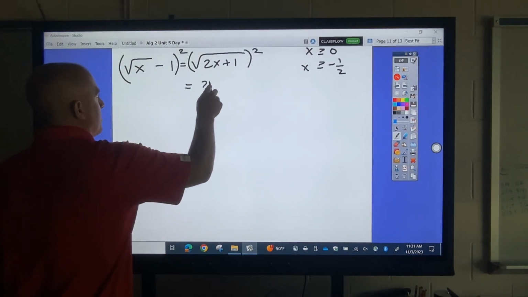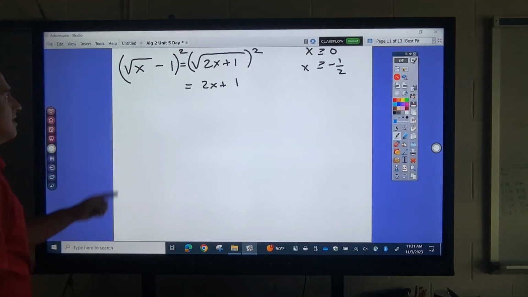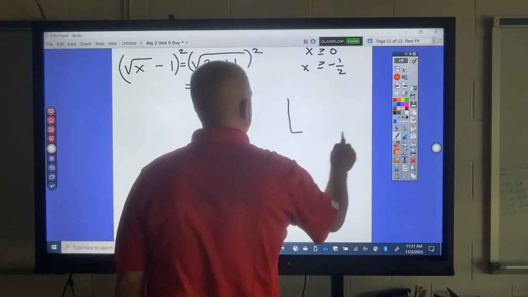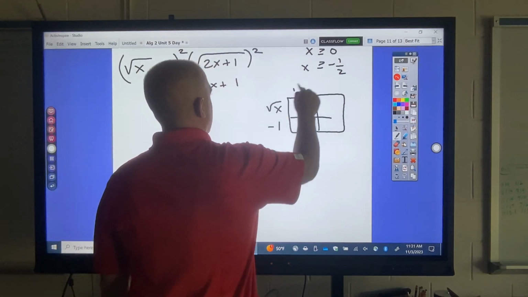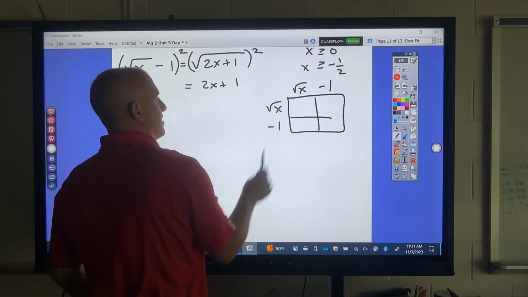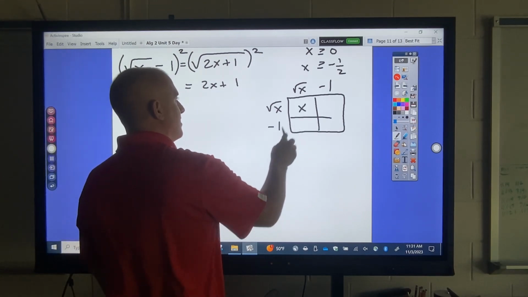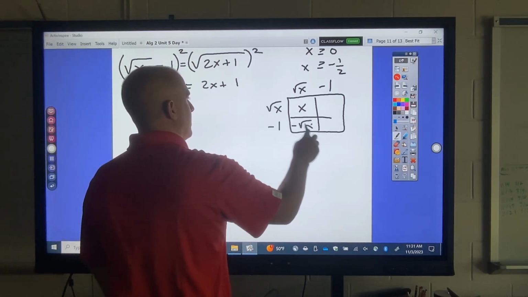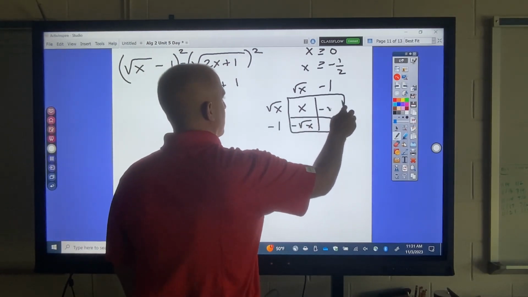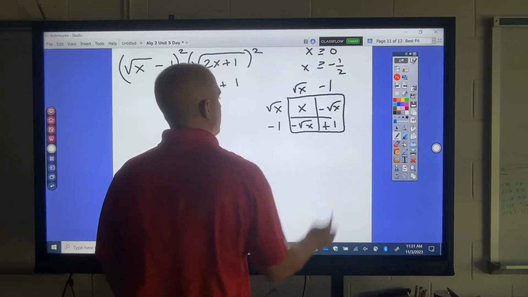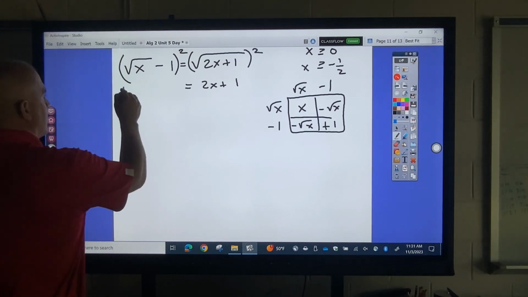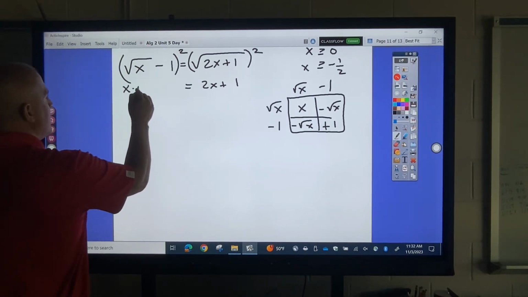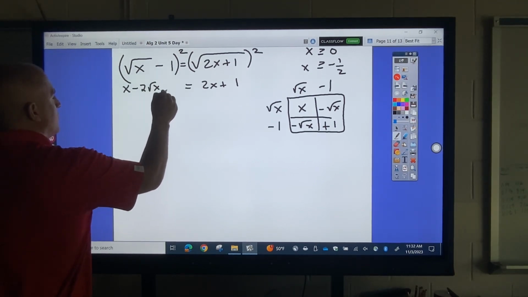This part just disappears. That's 2x plus 1. This part I'm going to have to use FOIL for. Okay? All right, square root of x times square root of x is just going to be x. This is going to be negative square root of x. This is going to be negative square root of x. And this is going to be positive 1. So what I end up getting with this is x minus 2 square root of x plus 1.